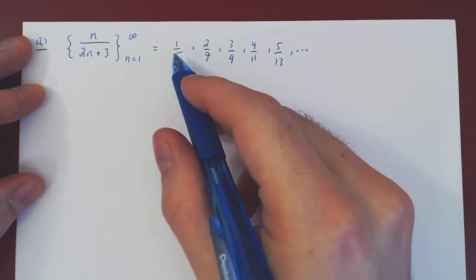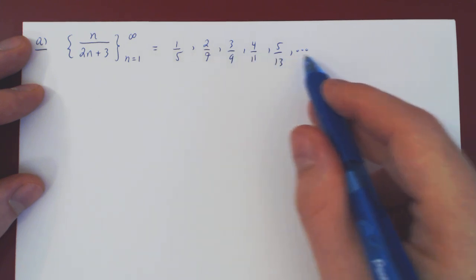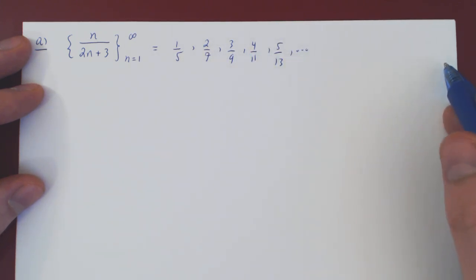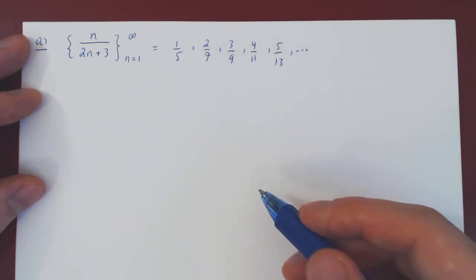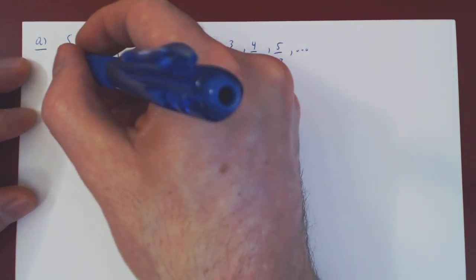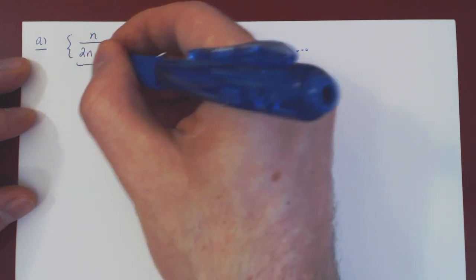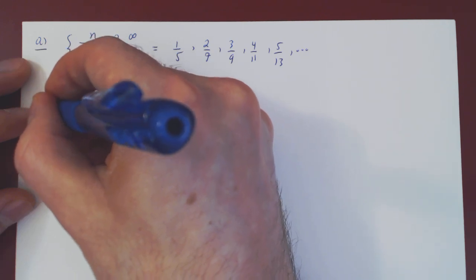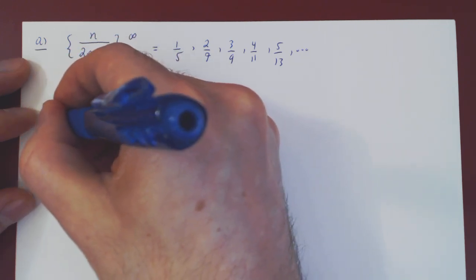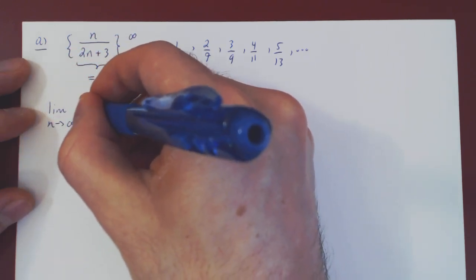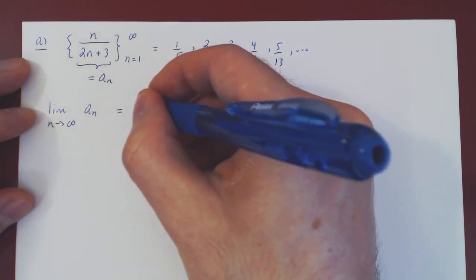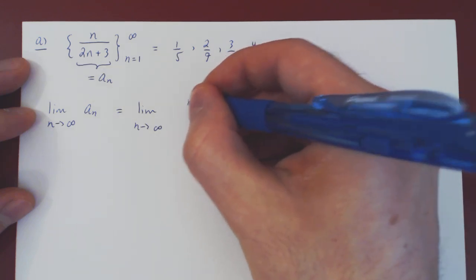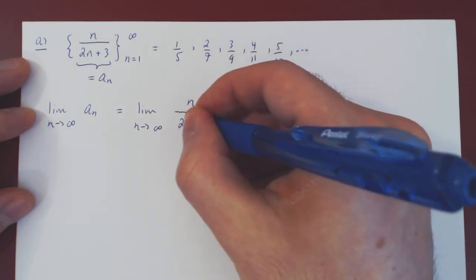And now we're asking, as we look further and further down our sequence, are the terms of the sequence getting closer and closer and closer to a fixed real value? Well, let's see. Again, this is a_n, the nth term of our sequence, and we're looking at the limit as n goes to infinity of a_n, which is n over 2n plus 3.